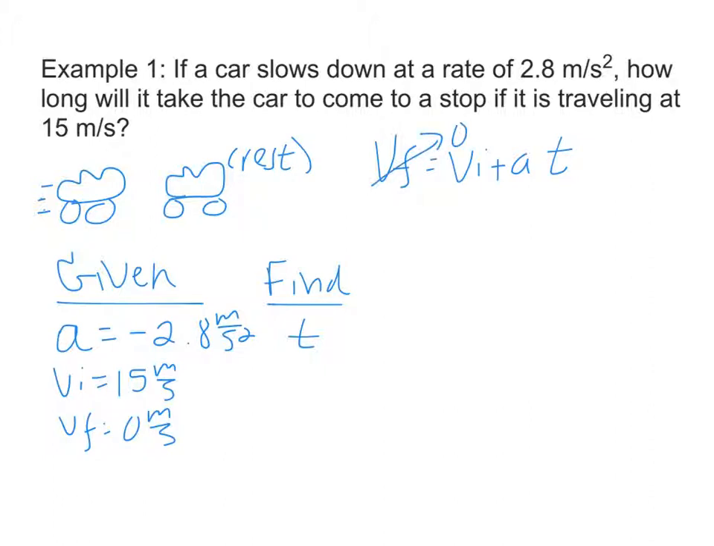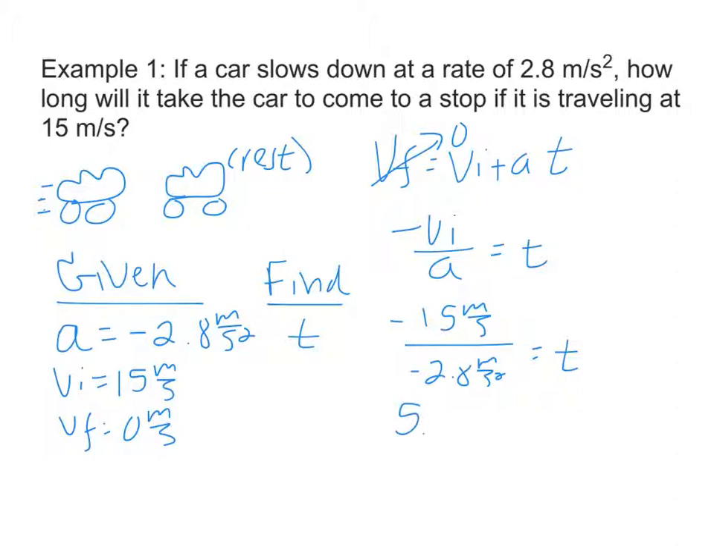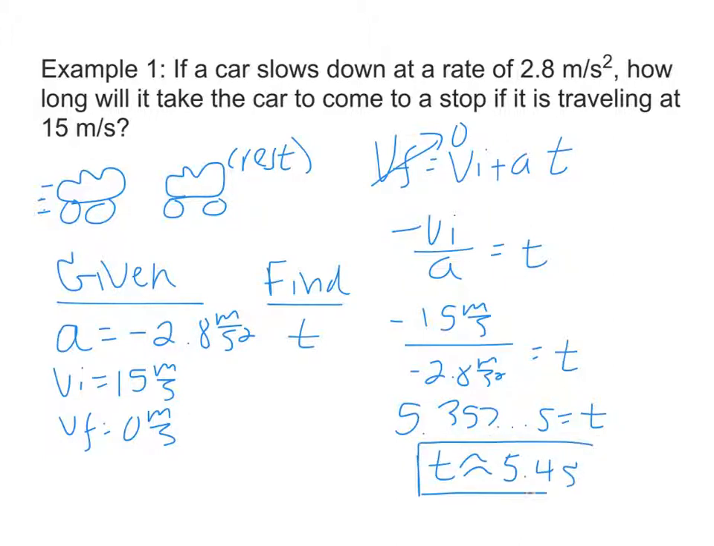V final is 0, so just rearranging to isolate t, we get negative v initial over a equals time. So negative 15 meters per second divided by negative 2.8 meters per second squared will give us the time. Time can't be negative, so it's good that we have 2 negatives that will cancel out to a positive. Dividing these gives us 5.357, keeps on going, seconds, equaling the time. And this is 2 sig figs, so time is approximately 5.4 seconds. Pretty simple, just use of the first equation.